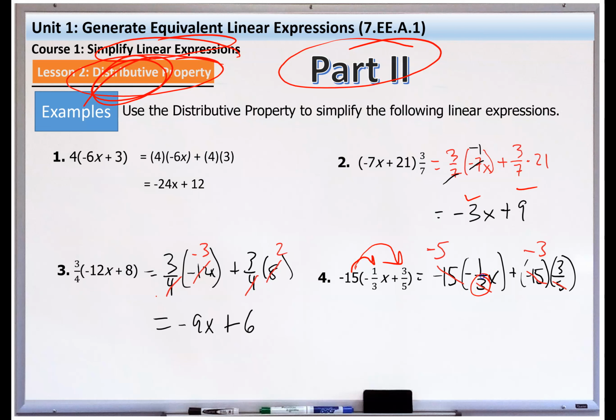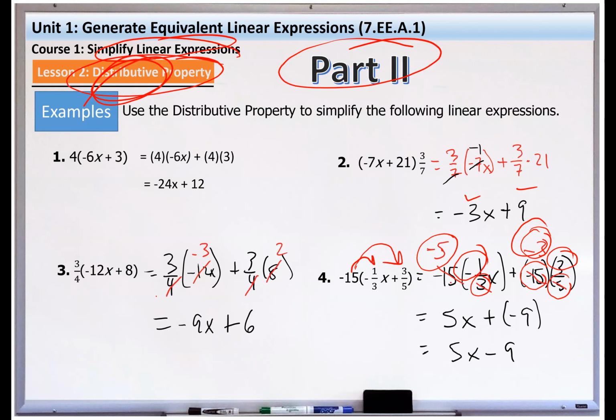So we have a 3 here. Well, negative 3. And 15, let's call it 3. So negative 15 divided by 3 is negative 5. And then we have 5 and negative 15 gives us negative 3. So that's negative 5 times negative 1 is 5. Negative 3 times 3 is negative 9. 5 times some number x minus 9.